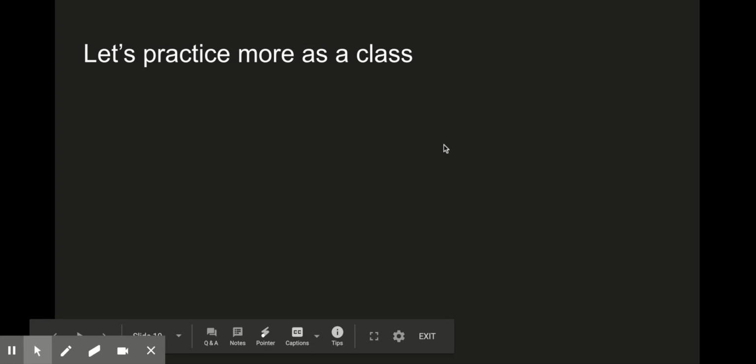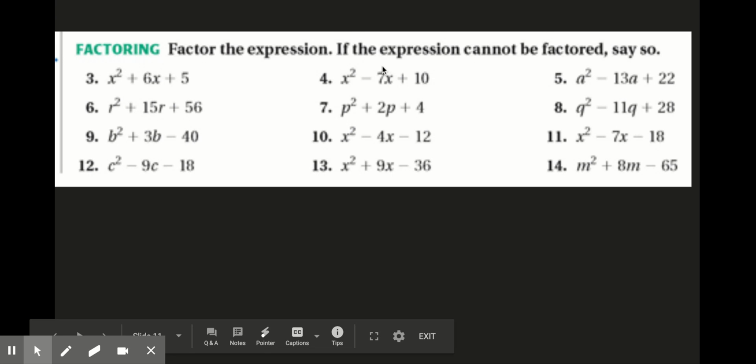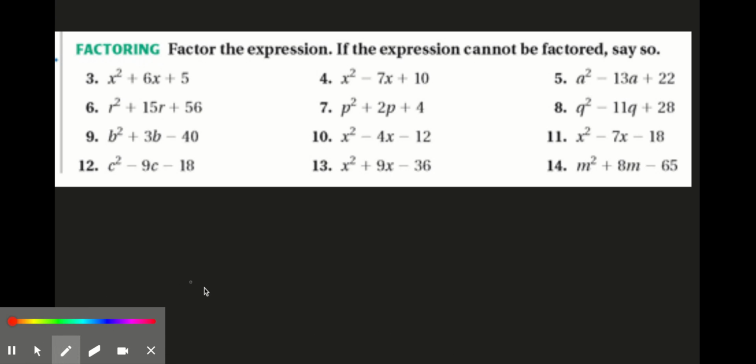So let's do some more practice as a class. We have a lot of options here. I believe in class what I had us do was I had you guys sort of shout out some ones that you thought would be a good idea for us to do. I think the one I'm going to go with right now is number 9. I'm going to do number 9 together, and then we will wrap up this video.